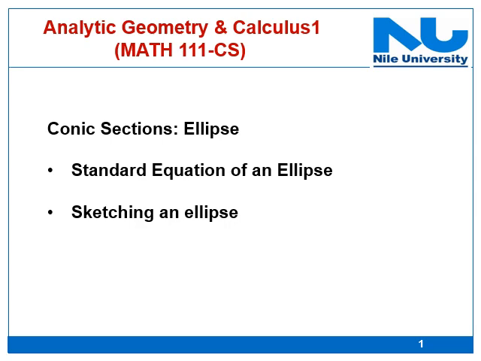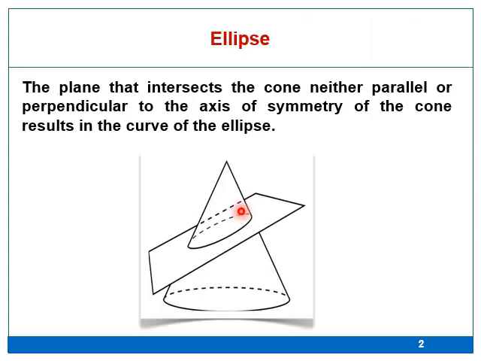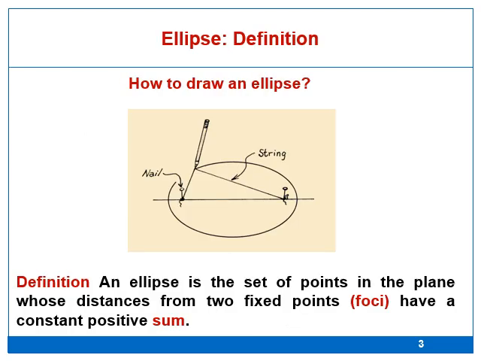In these slides, I'm going to present the standard equation of an ellipse and then sketch an ellipse when it is centered around the origin and when it is shifted. Remember that an ellipse is obtained as an intersection between a right cone and the plane that's oblique to the axis of symmetry of this cone. Knowing how to draw an ellipse will help us understand its definition.